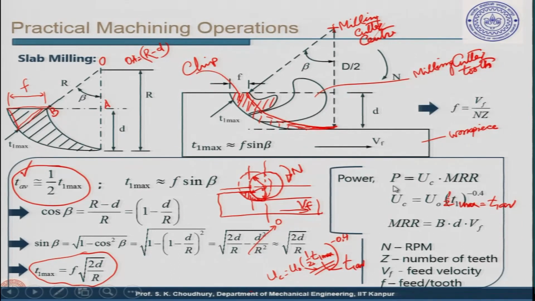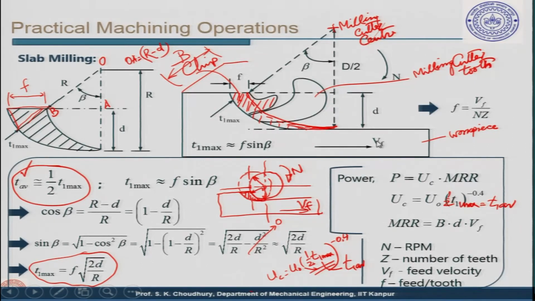Therefore, the power is the specific energy into the material removal rate. Material removal rate is velocity into area, and area is B into D. B is the width, as I have shown earlier. B into this D will be the area of cut, and Vf is the velocity.